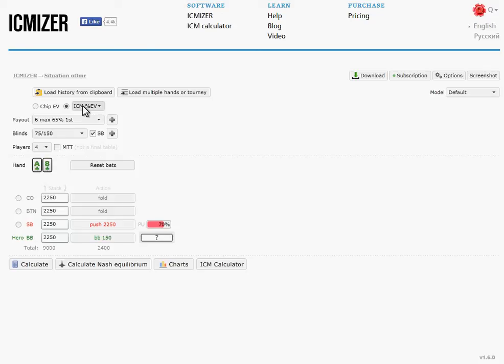This would be called sometimes as ICM effect. In almost all cases, because of the ICM effect, our ranges will become tighter than Chip EV based calculation will suggest for the same spot.